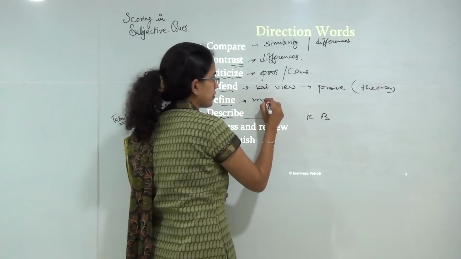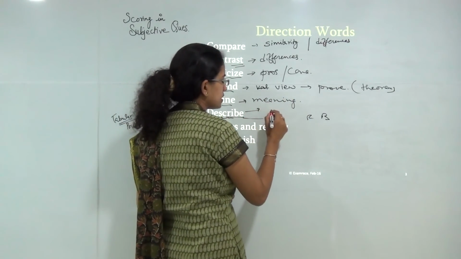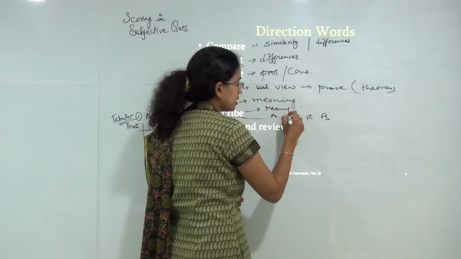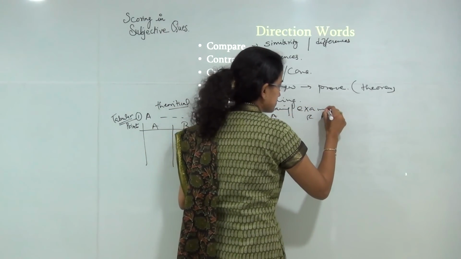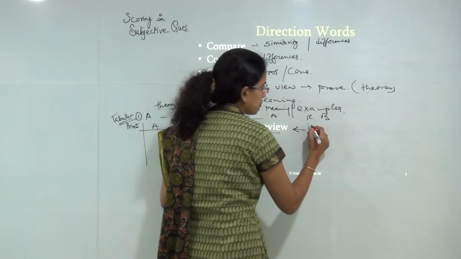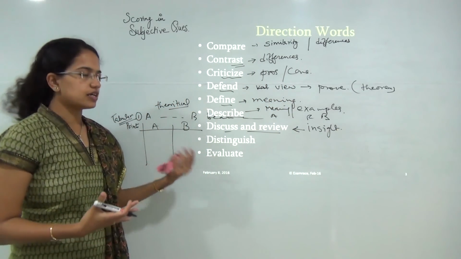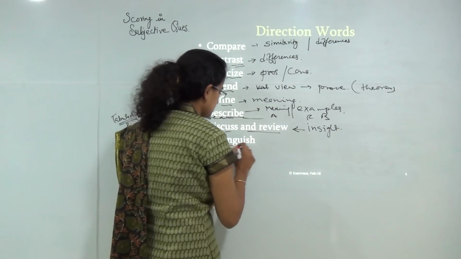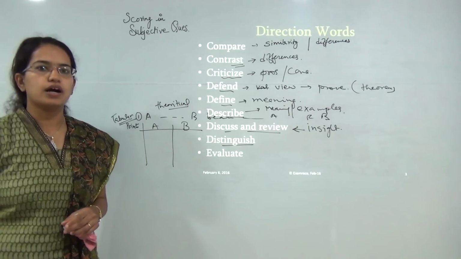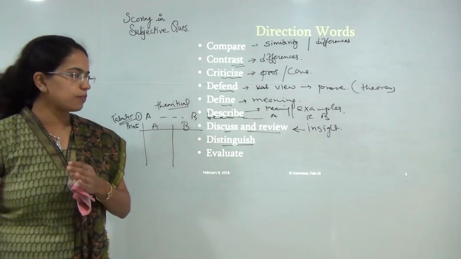Define means you are trying to provide the literal meaning or the applicative meaning. Describe means you are explaining the concept, so you are providing the meaning along with examples. Then you have discuss and review, where you provide your own insight about the idea along with the theoretical concepts. When you are asked to distinguish, you are supposed to write down the differences, saying why A differs from B.